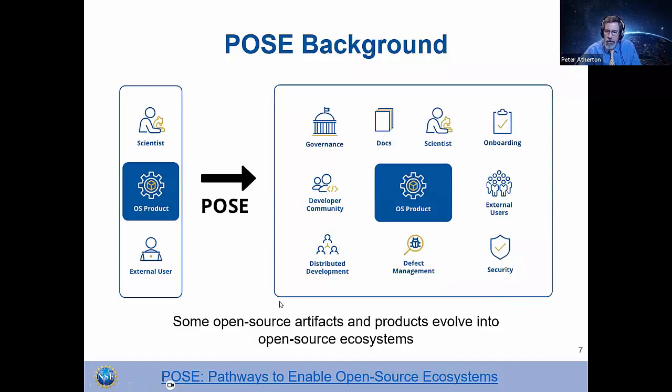And when this happens, there's a need to wrap some processes around the open source product and some structure around the ecosystem that develops. This might include, for example, building a developer community, creating a mechanism for distributed development, dealing with bugs and defects, dealing with security issues, understanding the end user communities that the open source product will be interfacing to, and possibly building an organization that actually runs and manages all of this, in which case there'll be a need for some governance model to be developed and some managing documentation also to be developed.